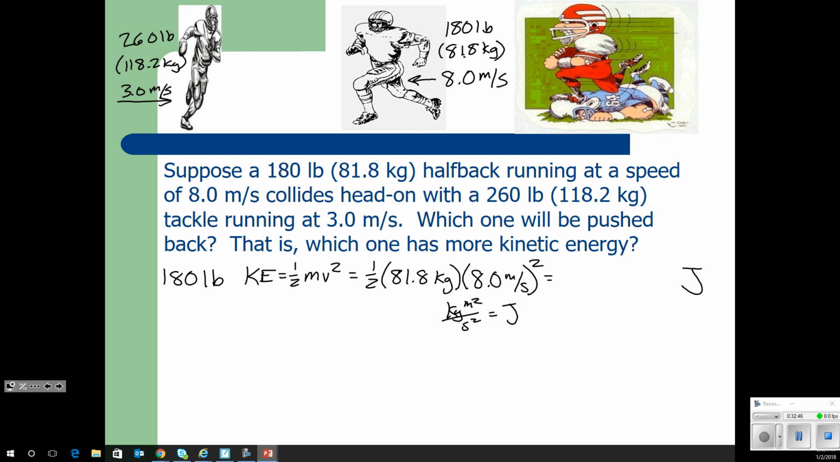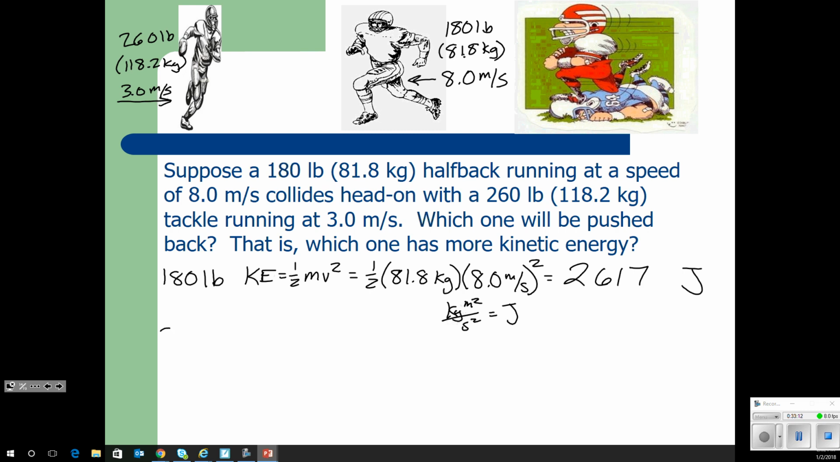So if I put that in my calculator, 8 squared is 64. 64 times 81.8, get an answer, divide it by 2. What was my final answer? It's like 1,000 something, or 2,000, I can't remember. 2,617 joules. Okay, that's a pretty good amount of energy.